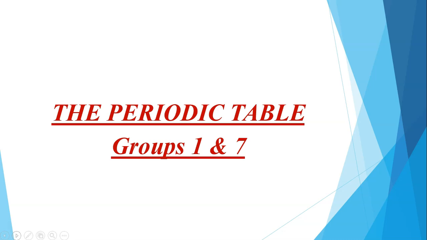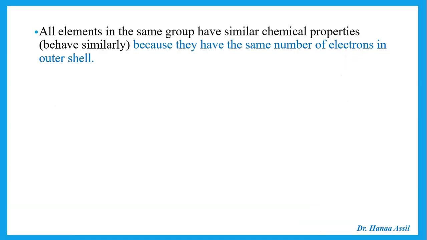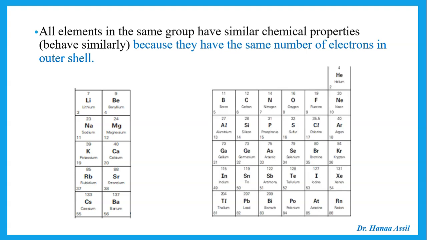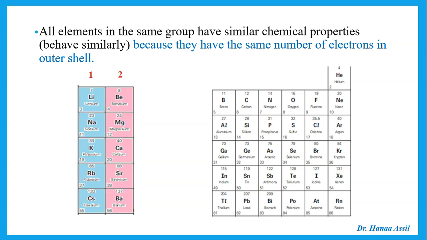Okay, and then we're supposed to talk about the periodic table, groups 1 and group 7. So remember that when we look at the periodic table, all the elements that are in the same group have similar chemical properties because they have the same number of electrons in the outer shell. So all those in group 1 have 1 electron in their outermost shell. Their chemical properties will be similar. Also group 7 all have 7 electrons in their outermost shell, so they will behave similarly to each other.